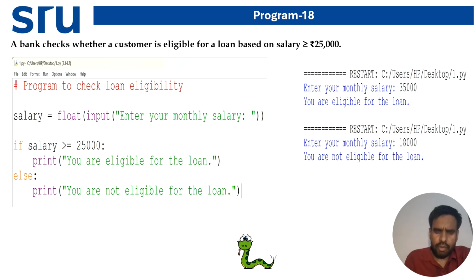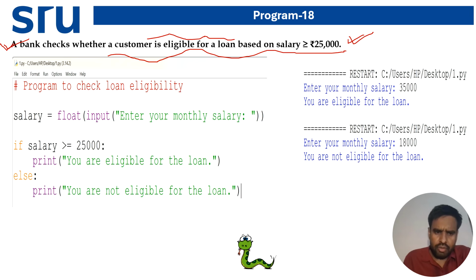Now coming to program number 18. What does program number 18 say? A bank checks whether a customer is eligible for a loan based on a salary of 25,000. A bank wants to check which customer is eligible for a loan based on a salary of greater than or equal to 25,000. It means if your salary is greater than or equal to 25,000, then you are eligible to take the loan, or the bank will give the loan. It's a simple program, same as the previous one.